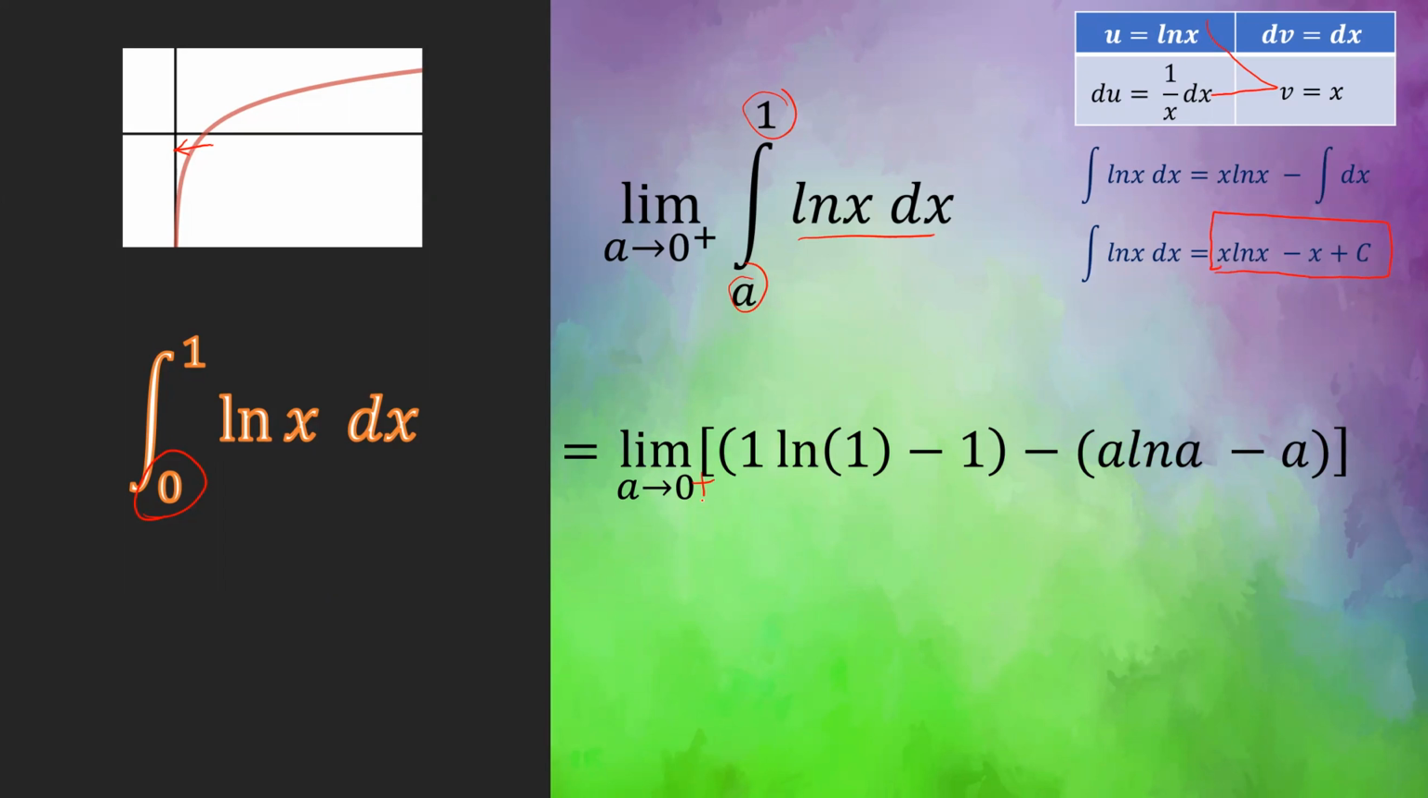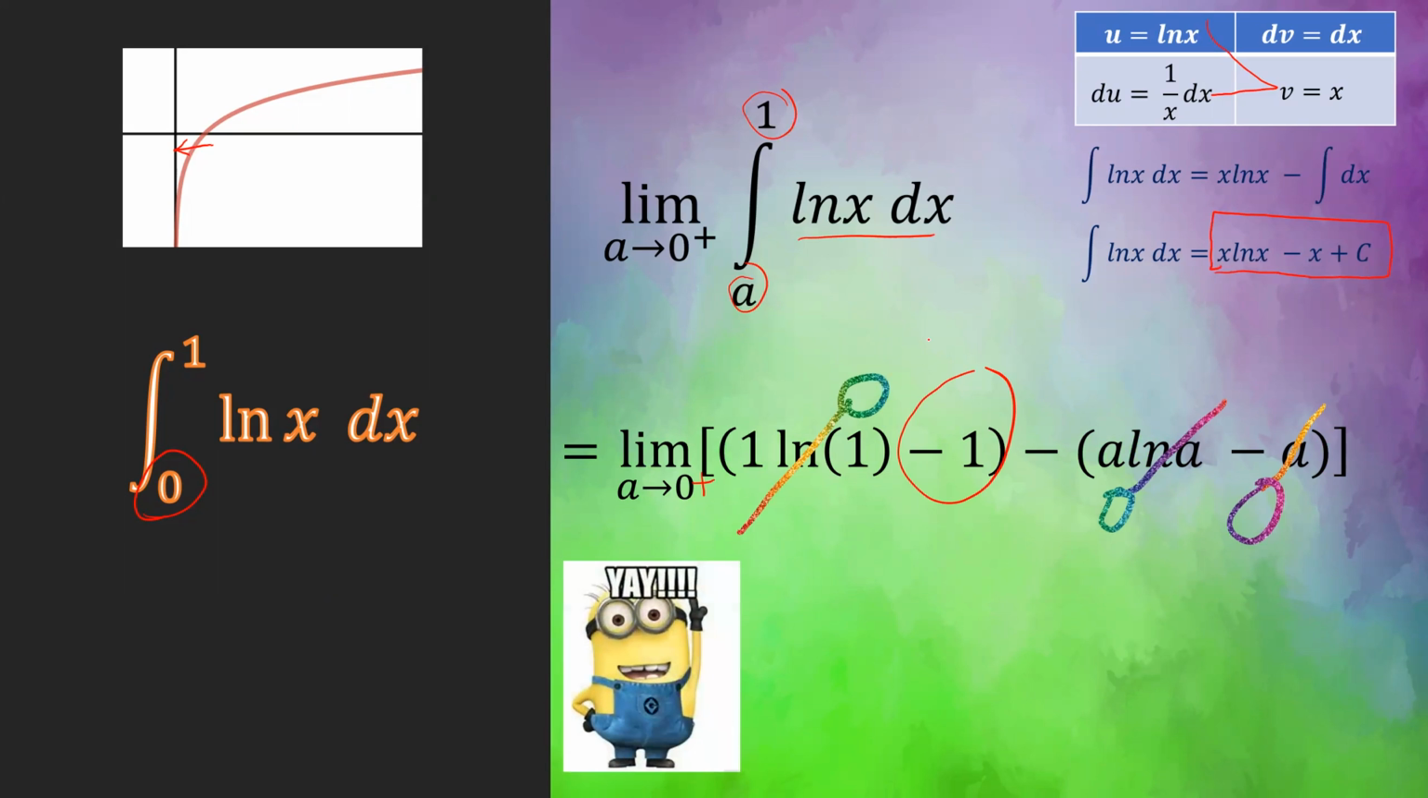Ln of 1 is going to be 0. 0 times anything is 0, so these are zeros. What we are left with is -1. So the integral converges to -1. That's awesome.